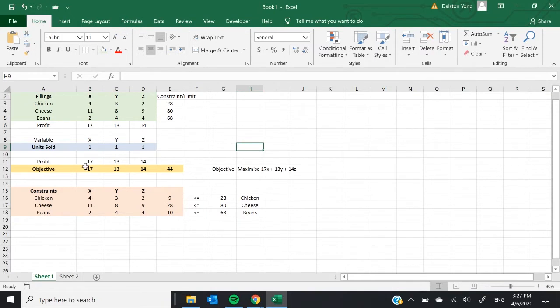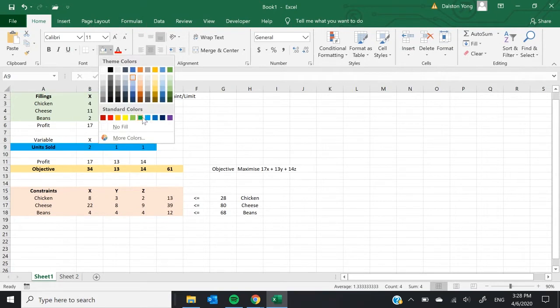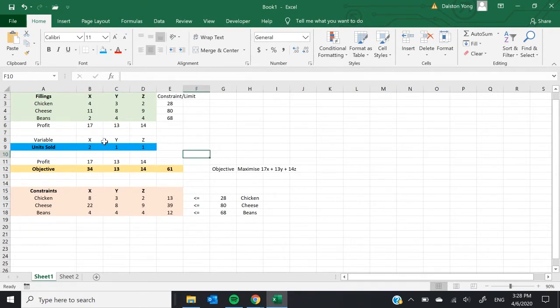Going back to the objective statement, let's say we sell 1 unit of each. This is how much money we'll make. If we sell 2 units of X, this is how much money we'll make, because the cells are linked. For every unit of X we sell, we make that unit multiplied by $17. So 1 unit, we make 17; 2 units, we make 34. Likewise, everything else has been linked to this unit sold part. This line here is very, very important. Let's make it bright blue, because at the end of the day, everything will come back to this unit.